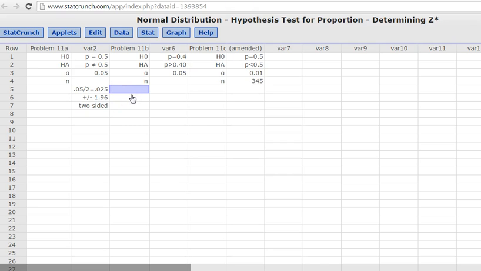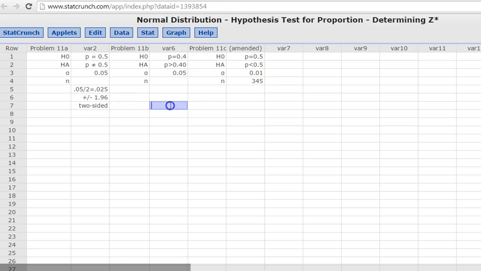Okay, now we come over to problem 11B. Our null hypothesis is that our proportion is 0.4. Our alternative hypothesis is that our proportion is greater than 0.40. And our alpha is 0.05 again. Now when we look at our alternative hypothesis and see that our proportion is greater than, this indicates a one-sided test. So we do not need to divide our alpha by 2.